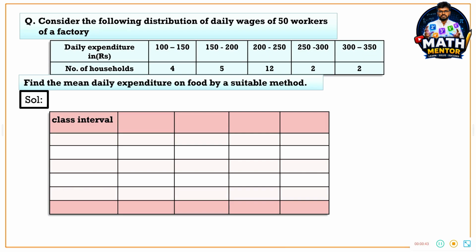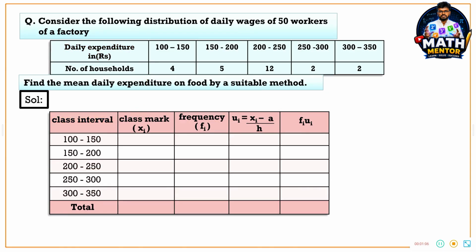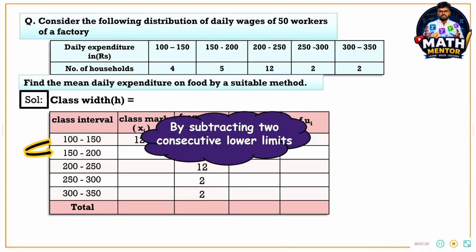For that we are taking 5 columns: first one class interval, class mark xi, frequency fi, then ui is equal to xi minus a by h, and fi ui. First we'll write all class intervals: 100 to 150, 150 to 200 and so on up to 300 to 350. Next we'll write our frequencies: 4, 5, 12, 2 and 2. Then class marks. Class mark is 100 plus 150 by 2, 125. Next we are finding the class width or height by subtracting 150 minus 100, which is 50.